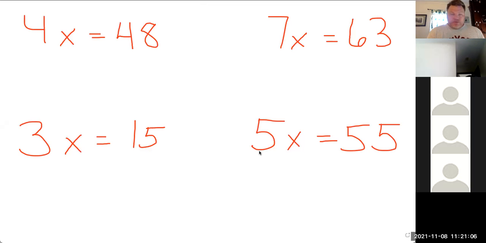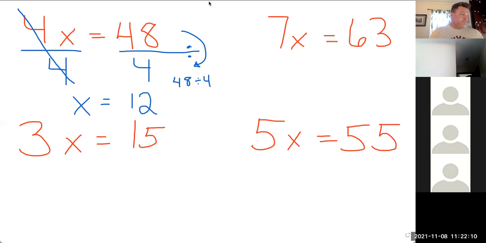Okay, so if you want to pause this and give it a try, all of those things mean 4 times a number we don't know, 3 times a number we don't know, and they're multiplying. So the opposite of multiplying is dividing. So pause the video and give it a shot. Okay, so use this example up here, answer the other ones, and pause the video and give that a shot.